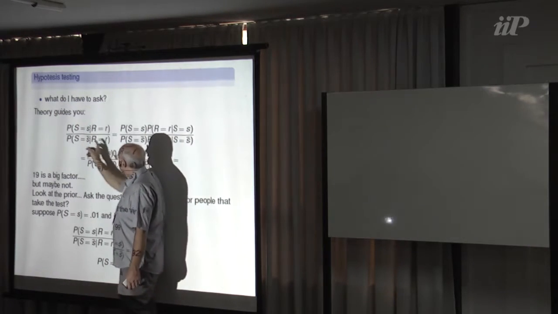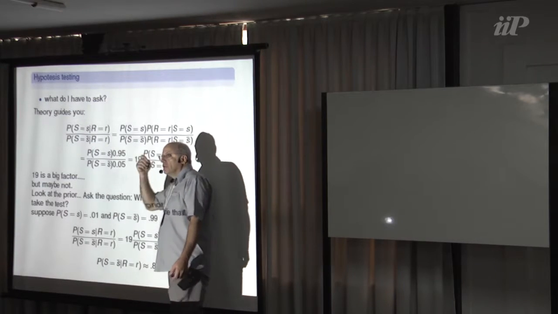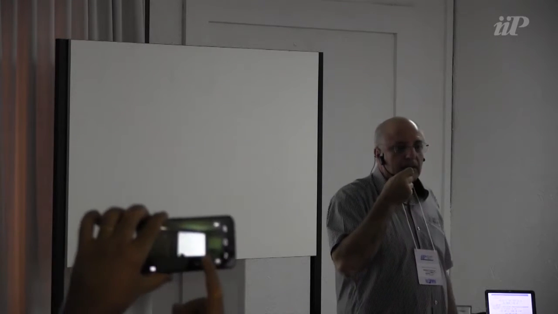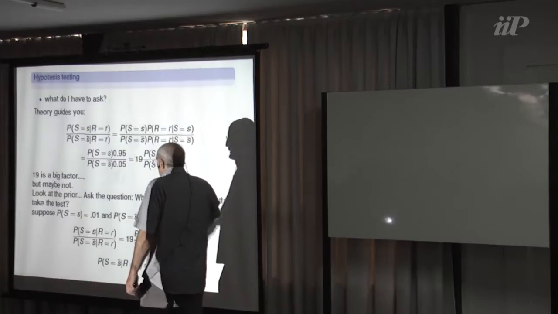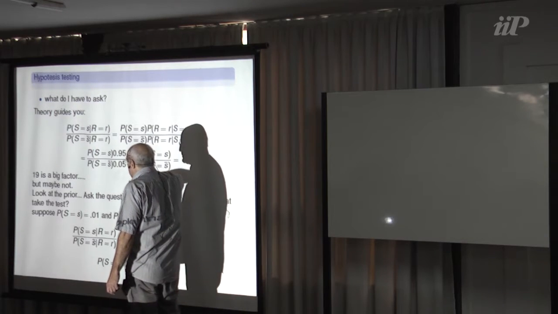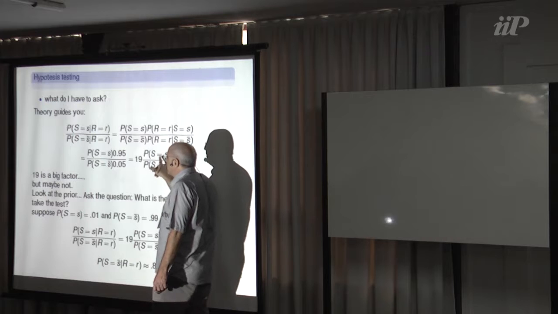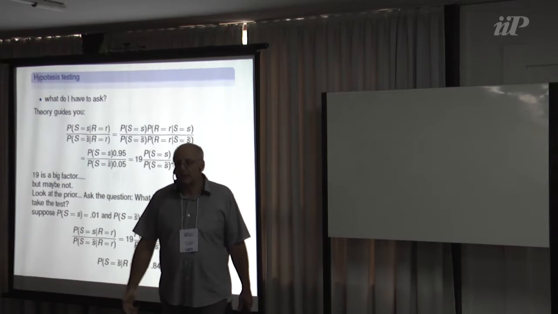I want to know that, but I'm left, I cannot answer. I don't know this. So you see, theory demands that you ask: what is the prevalence of this disease in the group that takes the test? So 19 is scary, it's a big factor, but maybe it's not so much. We have to look at this prior information that we have before we know the result of the test. Okay?